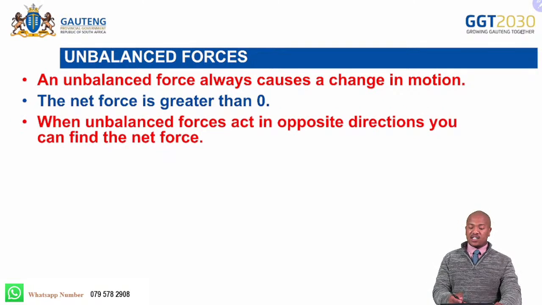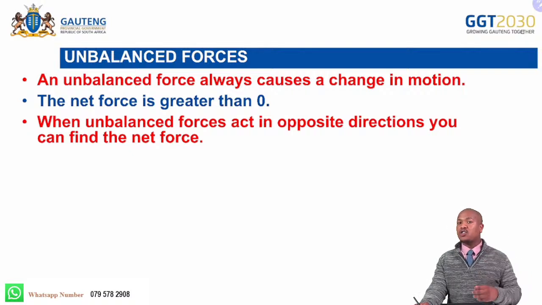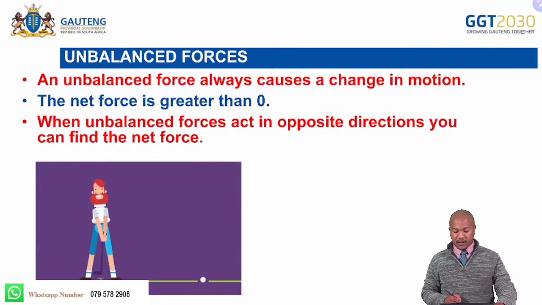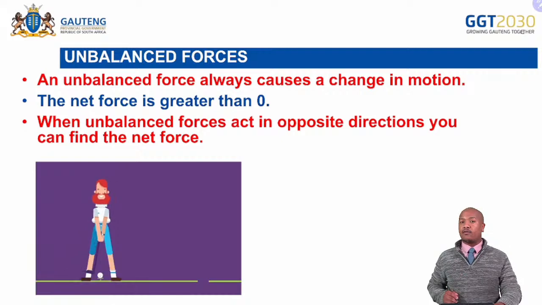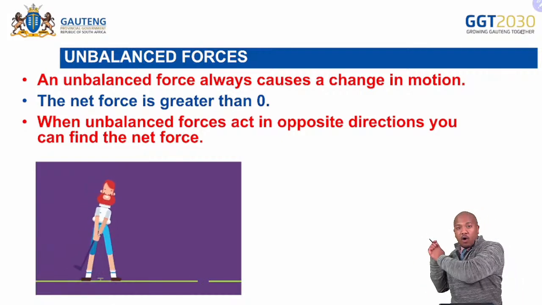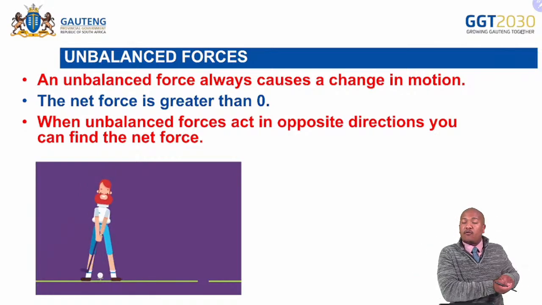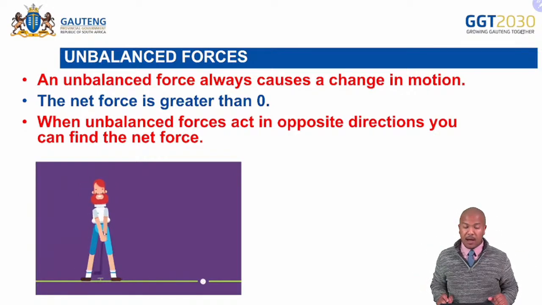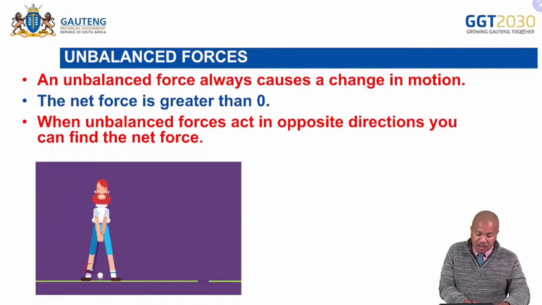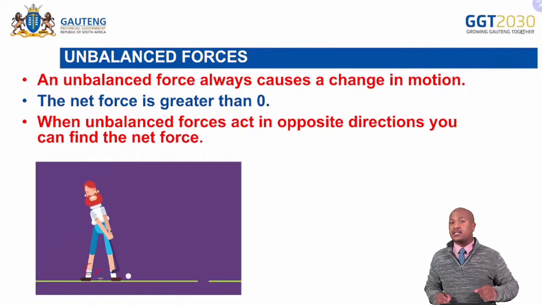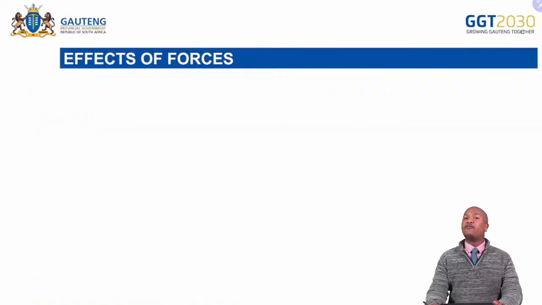So when an unbalanced force acts in opposite directions, you can find the net force or the resultant force either to the right or to the left. Now here is an example. This person is playing golf. As he hits the golf ball with the golf stick, it causes the golf ball to move, even to change direction, because the force applied by this person is much greater than the force that the golf ball has.